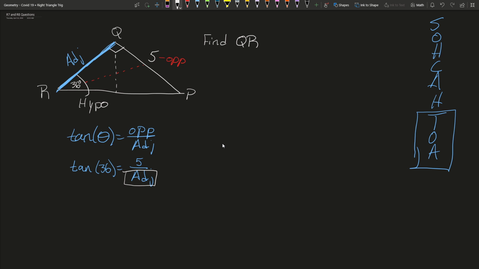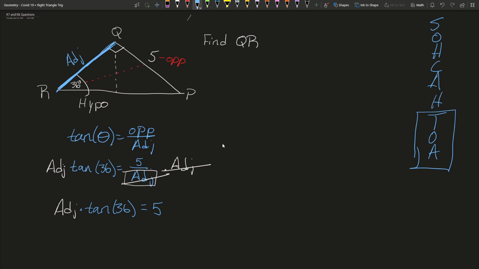And in order to get anything out of a denominator, which is exactly what we need to do here, we need to multiply it on both sides in the numerator. When we do that, it cancels out on the right-hand side, and we're left with the adjacent times the tangent of 36 is equal to 5. Okay, but the adjacent side still isn't by itself. So then we just need to do a little bit more algebra, and then we'll have it by itself.